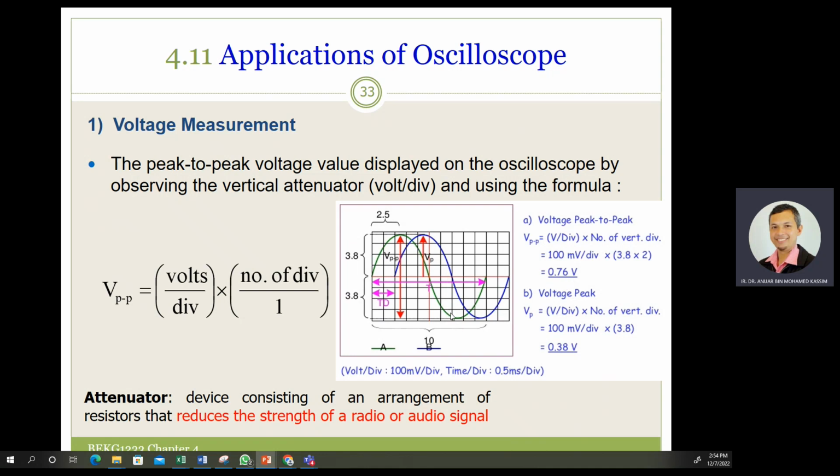Peak to peak is 0.76 volts. However, for the voltage peak, we calculate only one part, so we don't have the times 2. Therefore, it is 0.38 volts. Here we can see the vertical attenuator, the volts per division for A, and the time per division on the x-axis. An attenuator is a device consisting of an arrangement of resistors that reduces the strength of radio or audio signals.